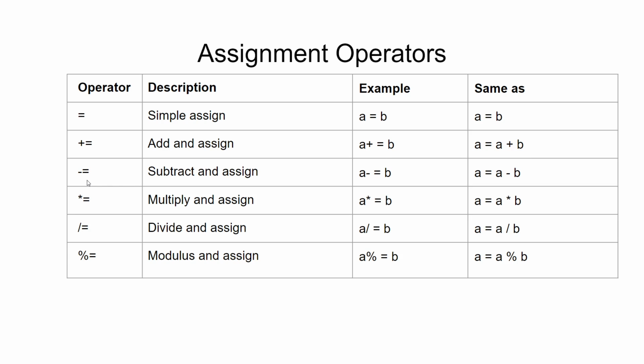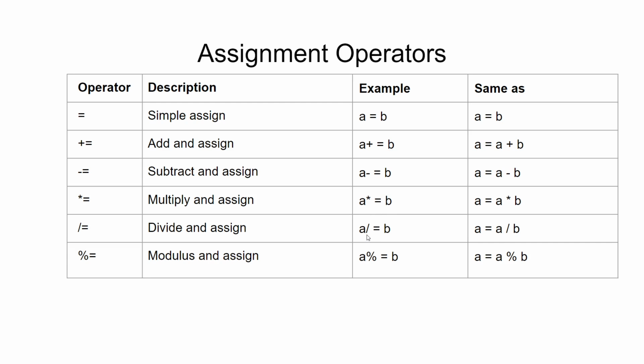Next, we have the subtract and assign, which will be denoted by A -= B. So just like the add and assign, this is basically a short form of A = A - B. So you're basically finding the difference between these two values and assigning it back to A. Similarly, multiply and assign will be represented by A *= B, and that will be a short form of A = A times B. So it will multiply these two values and assign that as the value of A.